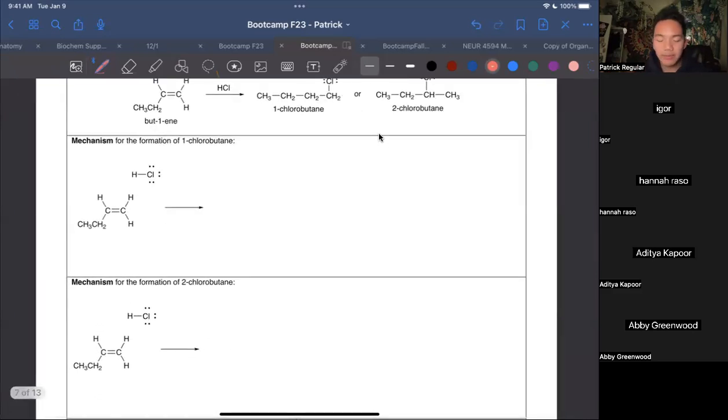Right. So the first step is the rate determining step, creating the carbocation. You have the electrophile, hydrogen, being attacked by the nucleophile, the double bond. Right here. Rate determining step. All right. For 1-chlorobutane, the chloride is going to be your nucleophile and attaches wherever that carbocation is. So for creating 1-chlorobutane, the carbocation would be here, and the H would be here from that hydrochloric acid.